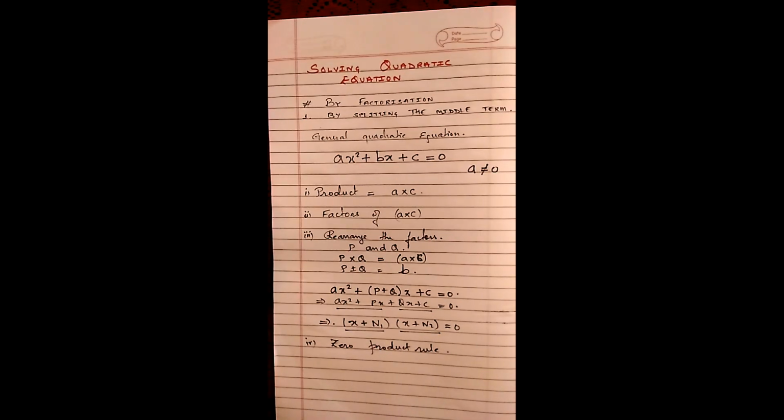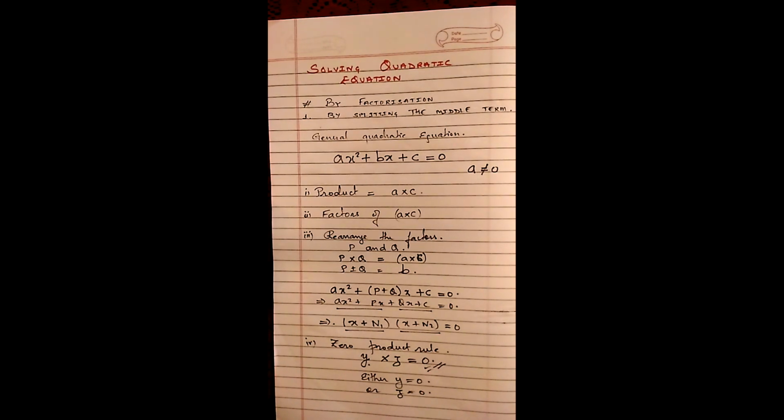Now what is the zero product rule? Let us try and understand. Suppose, for example, you have a situation such that y into z is equal to 0. Now we can see that the right hand side is already 0. So in order to get the answer 0, either y has to be equal to 0 or z has to be equal to 0. Then only the answer 0 will come.